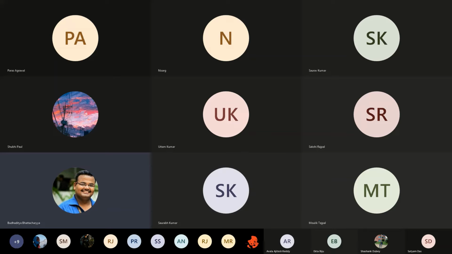All right, so without further delay, because almost 50 odd people are already there, let us quickly start off with the session. We have the lessons on basic electronics.